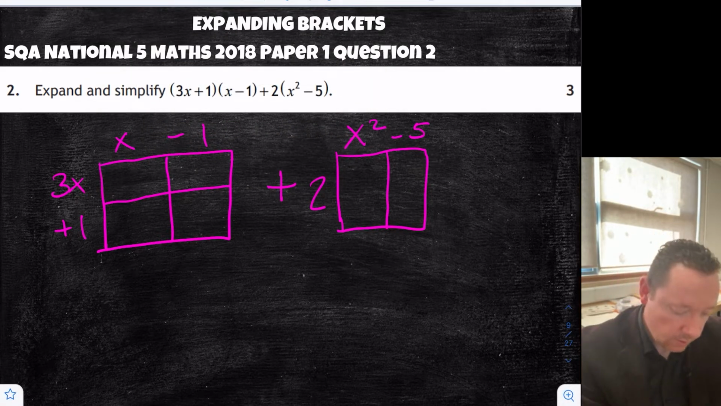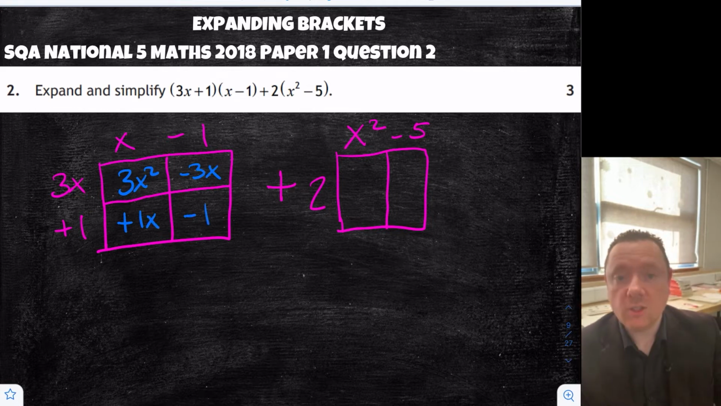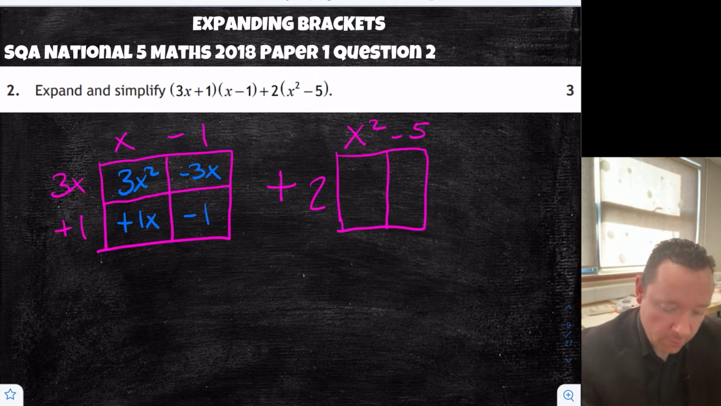3x times x is 3x squared. 3x times minus 1 is minus 3x. 1 times x is plus 1x. 1 times minus 1 is minus 1. So there's my first set of answers. And then over in the other box, 2 times x squared is 2x squared. You might want to put a plus. And 2 times minus 5 is minus 10.